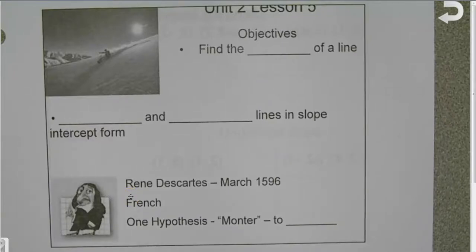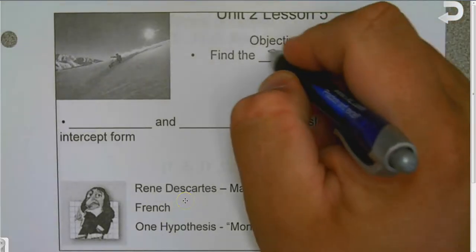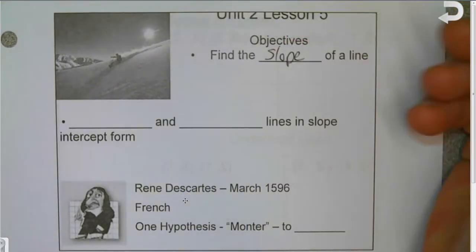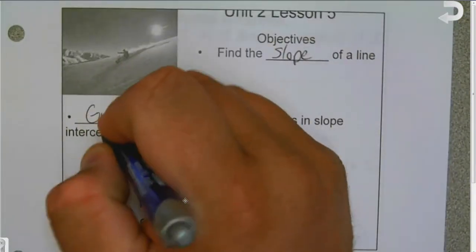Okay, guys, so today we're on Unit 2, Lesson 5 of the Algebra 1 notes. And again, we finished up the halfway point yesterday. So today we're going to focus on slope moving forward for the rest of this unit. Our objectives today are to be able to find the slope of a line, and then to graph and write lines in slope-intercept form.